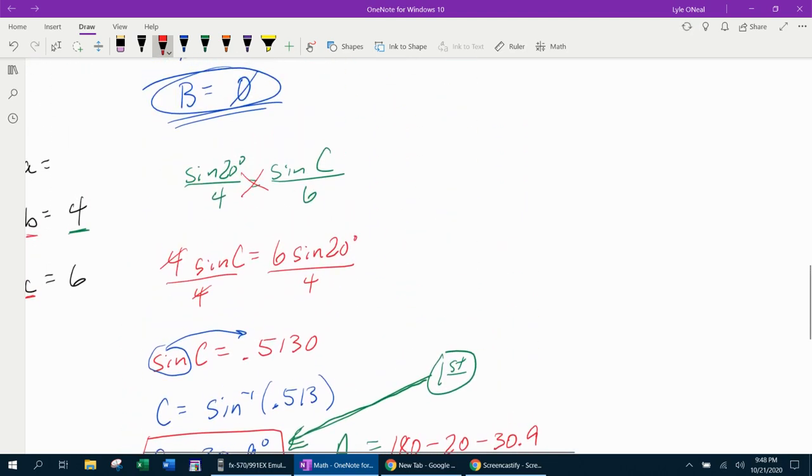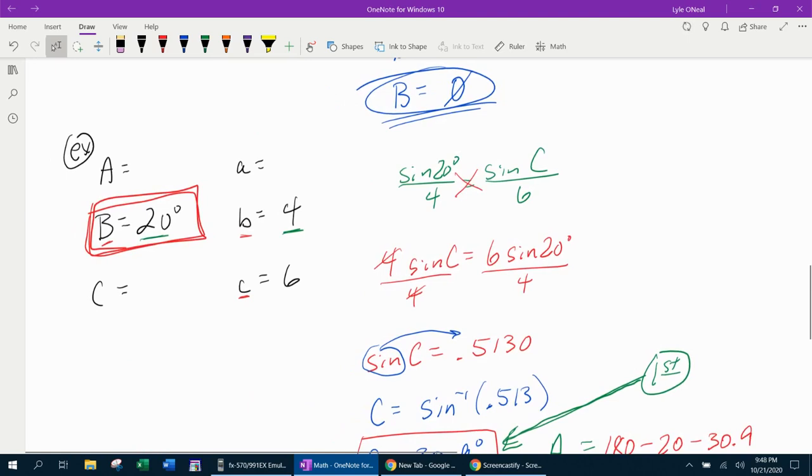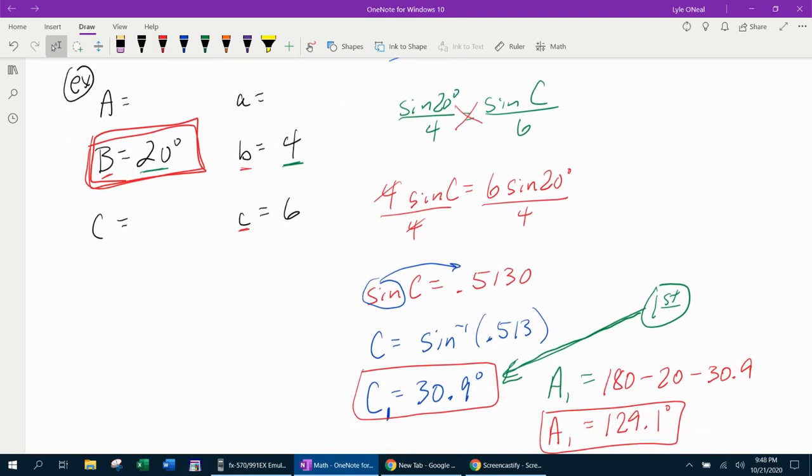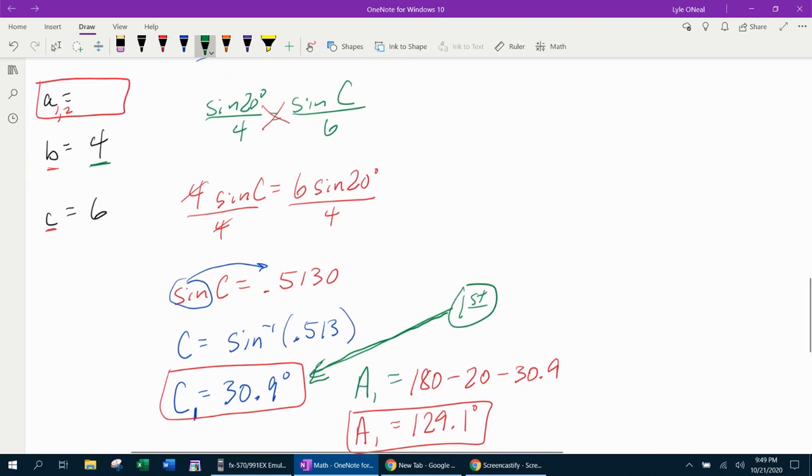So now if we go back to what we were looking for here, we now have angle A1 and A2. We have angle C1 and C2. Guess what about side A? Yeah, there's going to be a side A1 and a side A2. And guess how we're going to find both of those? Yeah, with the law of sines.